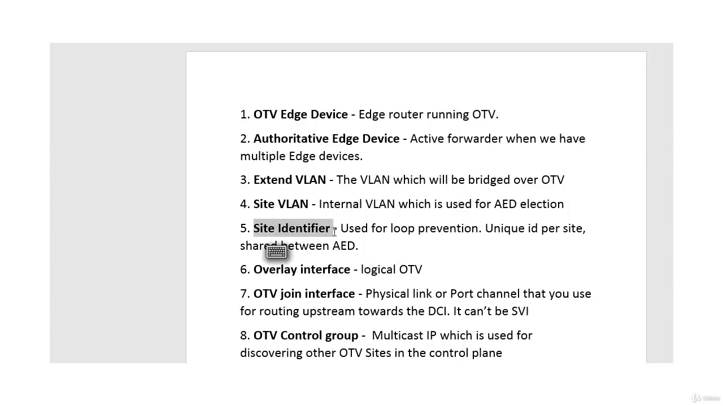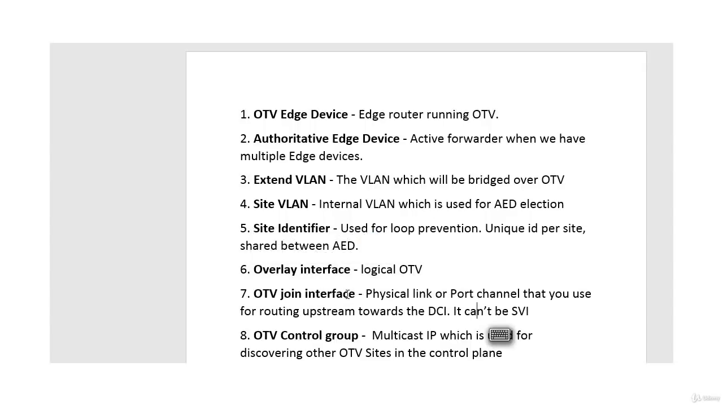Site identifier, I told you, a unique number. It is basically for loop prevention as well, right? It will be able to identify whether a packet is coming from a different site or its own site, because at one time one edge device will be the forwarder. Overlay interface, a virtual interface we need to create. I'll show you how to do it.